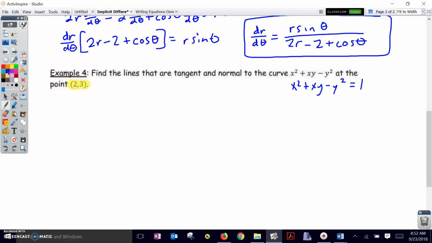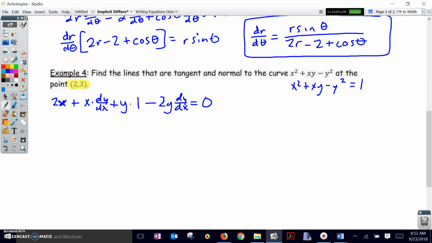So we're going to take the derivative of this original equation. We've got 2x plus, and then we need to apply the product rule to xy. That gives us x times the derivative of y plus y times the derivative of x minus the derivative of y squared, which applying the chain rule is 2y dy dx, and all of that is equal to the derivative of 1, which is 0.